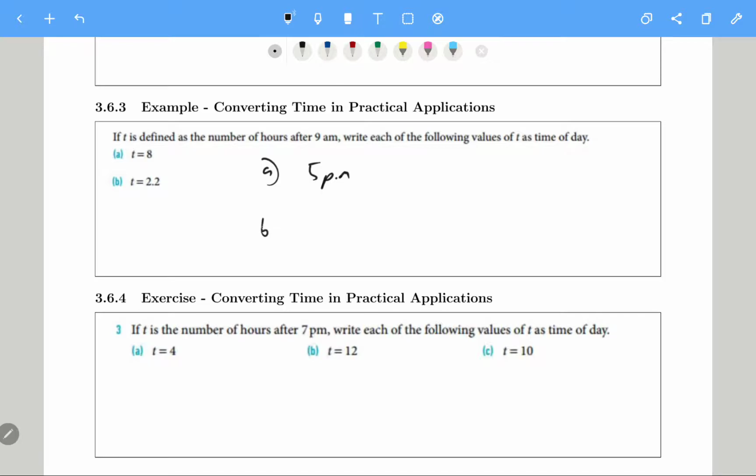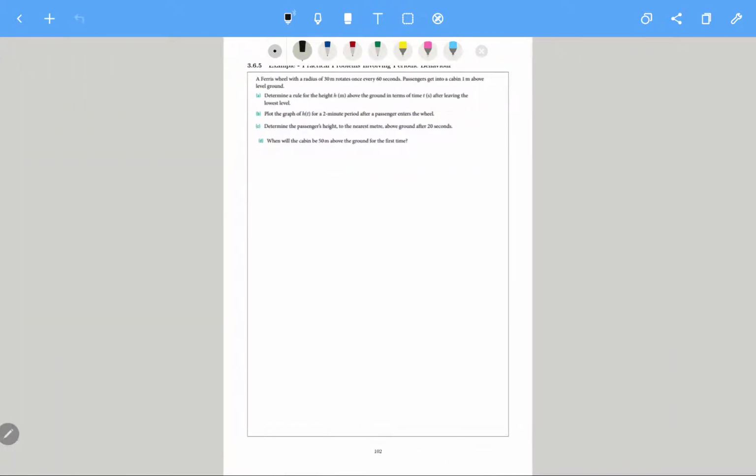Alrighty, the second one for part B is 2.2. The 2 is easy. That's just going to be 11 a.m. The interesting part is the 0.2. 0.2 times 60 gives us 12 minutes. So it's going to be 12 past 11 a.m. Alrighty, so it's converting time. This is useful because on a lot of trigonometric questions, we're going to be using t, our x variable, as time. And usually it's going to be either in minutes, hours, or even, as in this case, seconds.